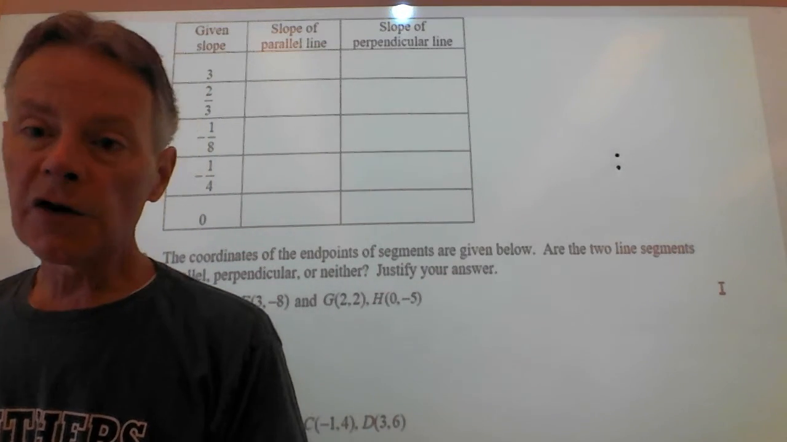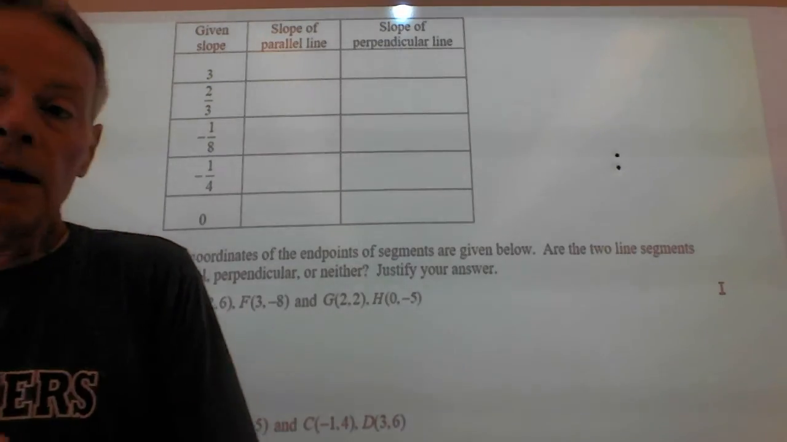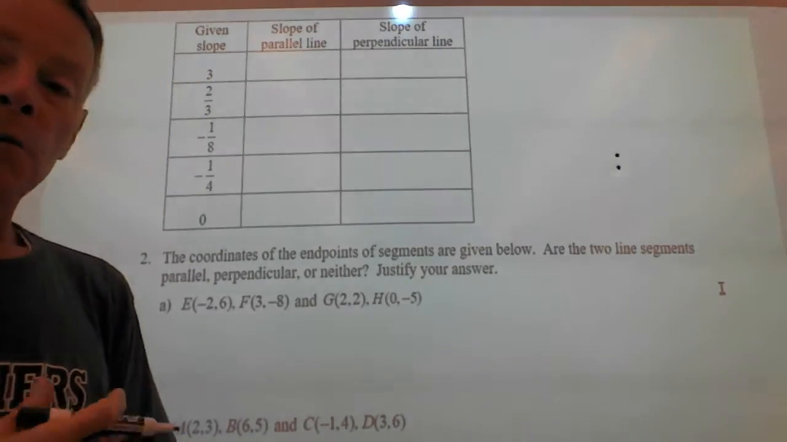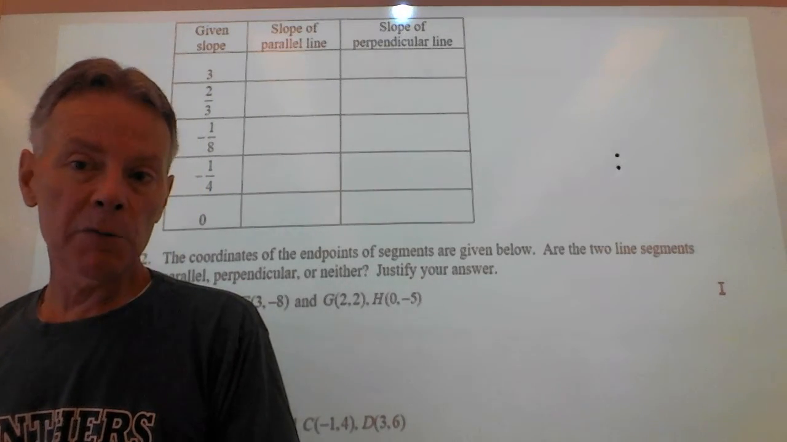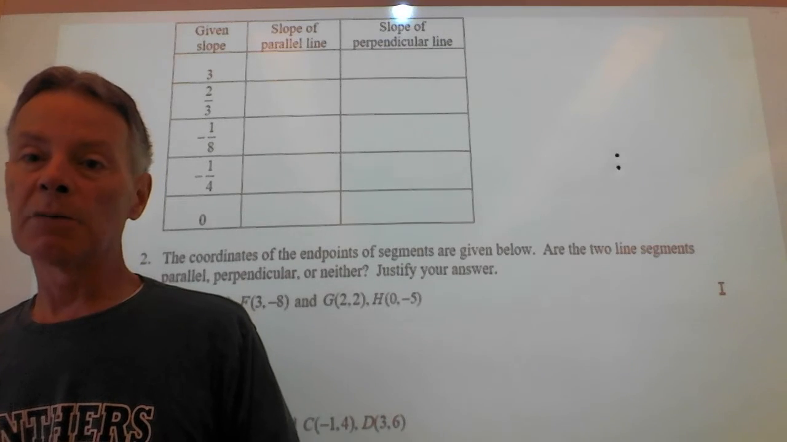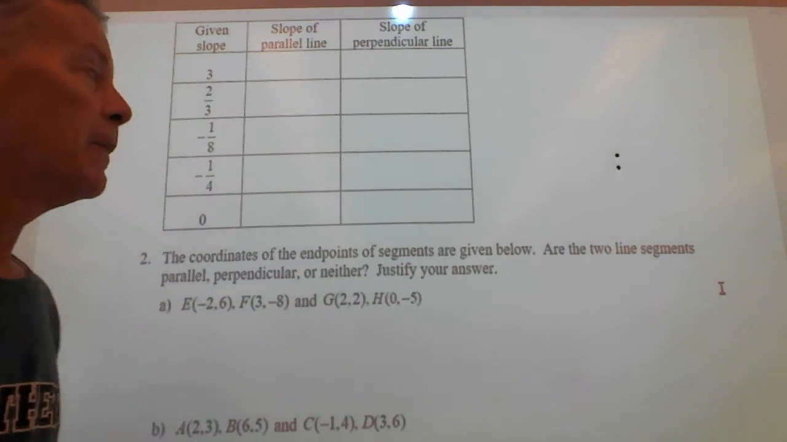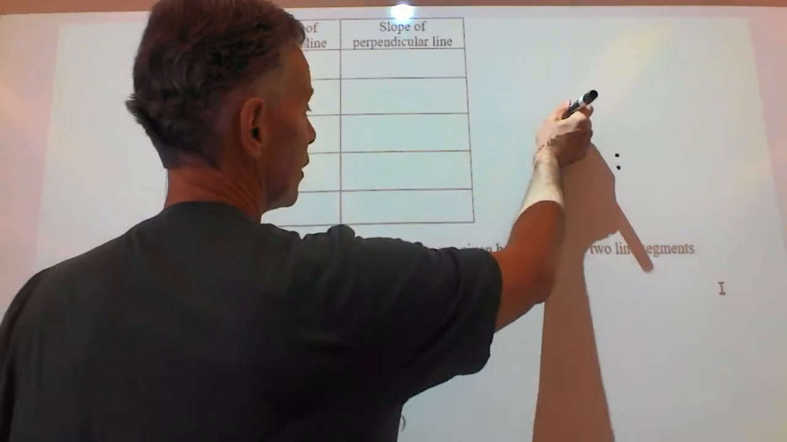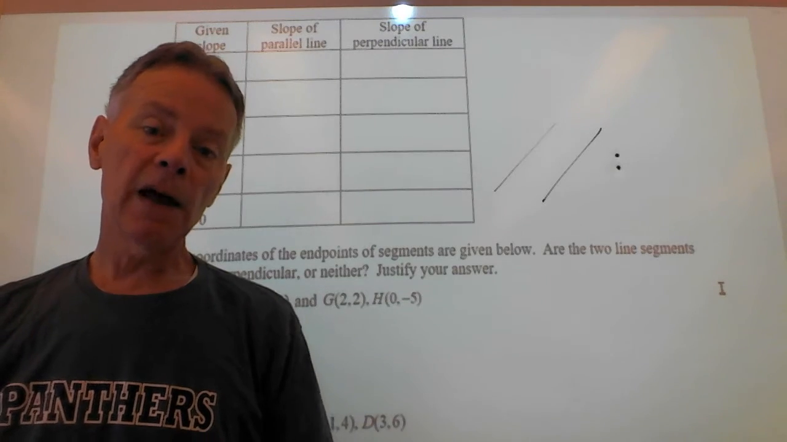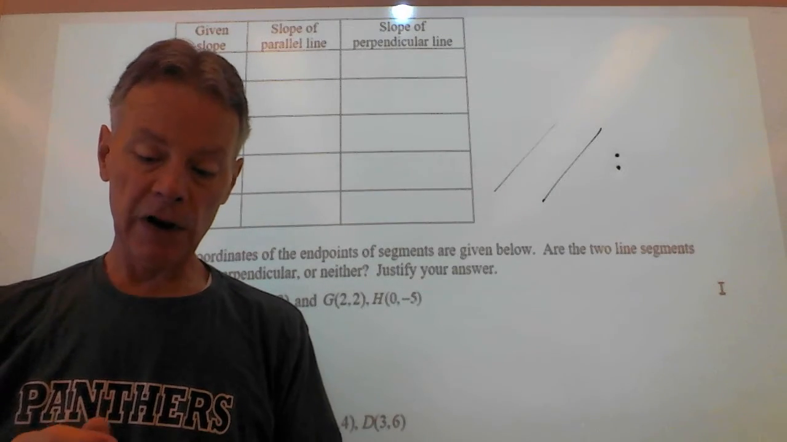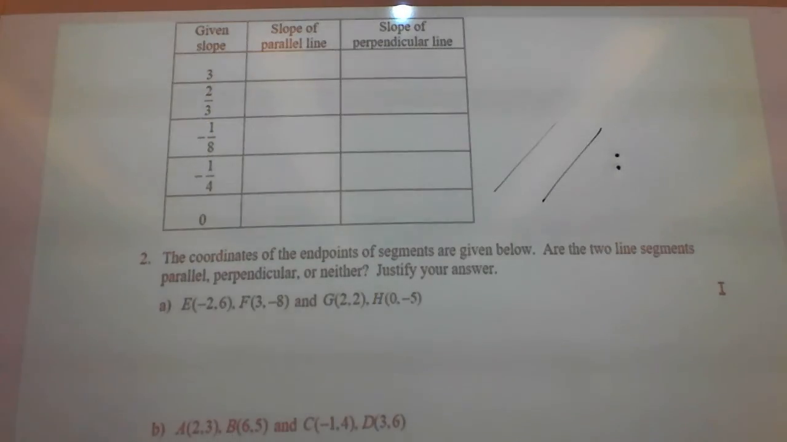Okay, so just to review, we said that if you have two lines that are parallel, their slopes will be the same. Because remember, slope is simply a measure of the steepness and direction of a line. So, if you have two lines that are parallel, you should assume that their slopes will be the same because they have the same steepness and the same direction.